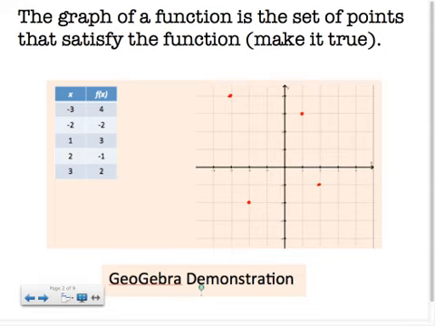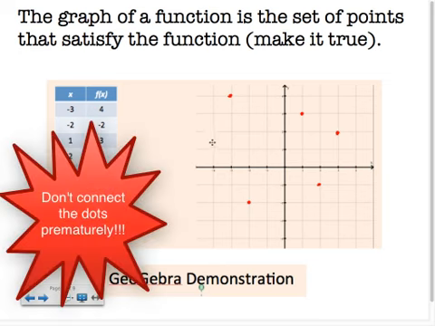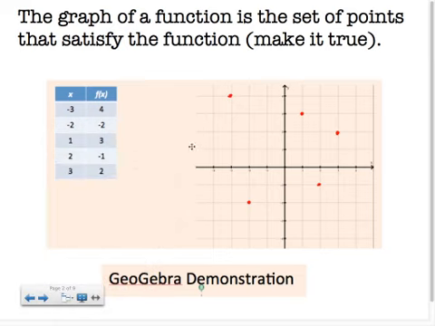and 3 comma 2. Okay, now we used to do this in class, and then I would come around and look and see what people had written on their paper, and invariably about half the class would have connected these dots in some way, shape, or form. The point here today is you don't connect these dots based on what you see in this table, because there might not be any more dots besides what's in this table. Plus, there are many, many ways to connect the dots if they were connected, and we don't know what manner to do that. Let's go to a quick GeoGebra demonstration.